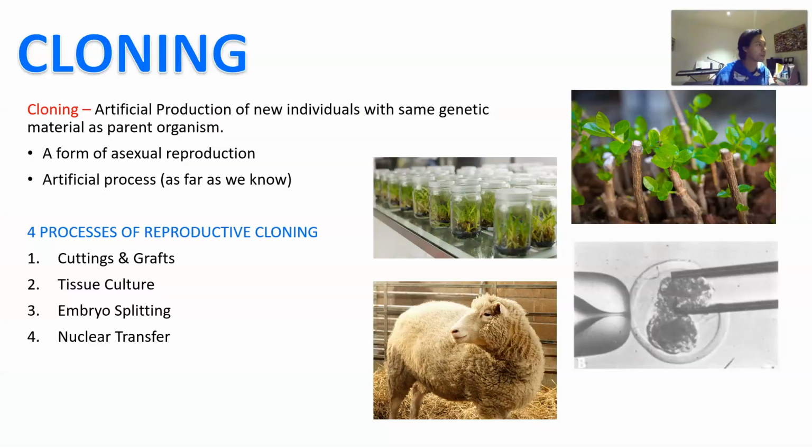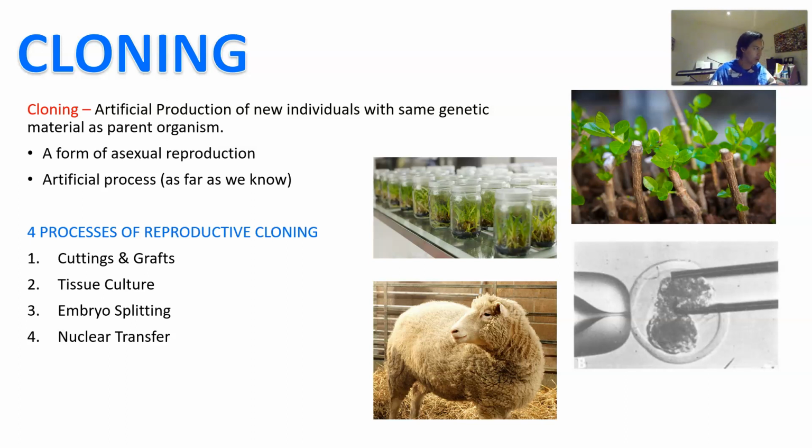Let's jump into it. Okay, so cloning is the artificial production of new individuals with the same genetic material as the parent organism. You can think of it as a form of asexual reproduction, but it's an artificial process done by humans, or at least as far as we know, it is done by us. Who knows, maybe there are animals out there that are also artificially cloning each other.